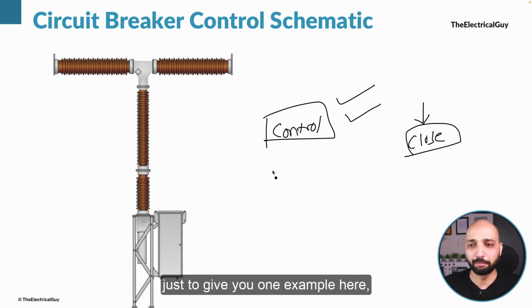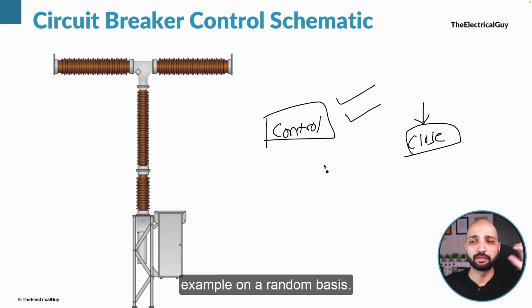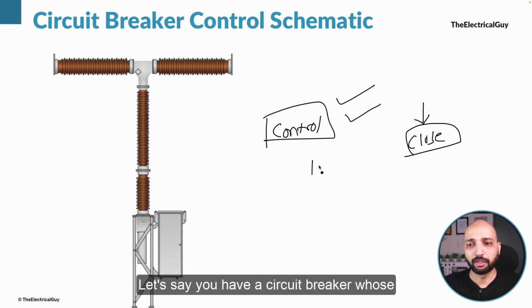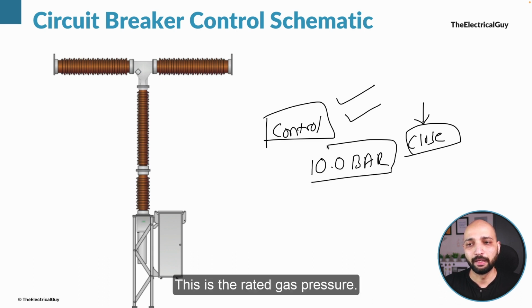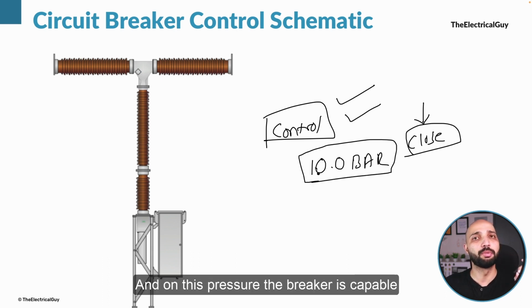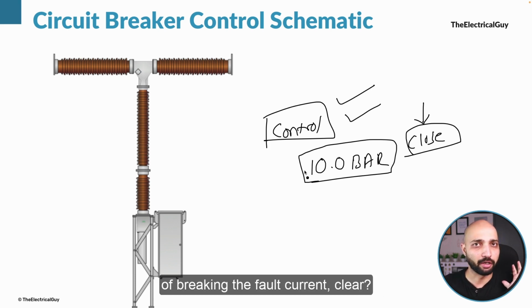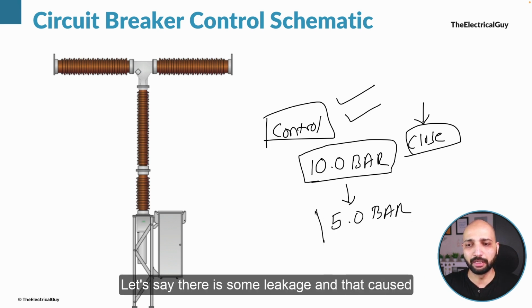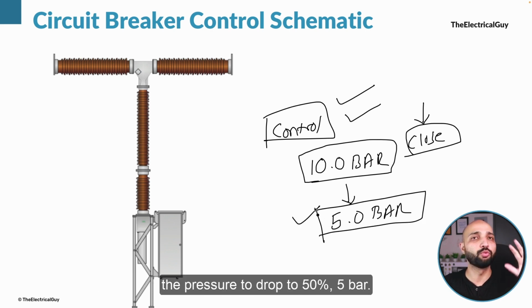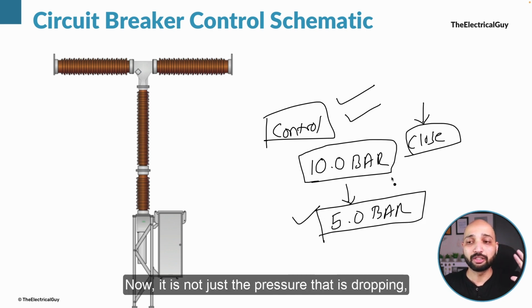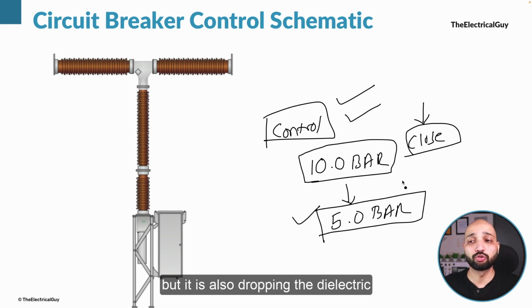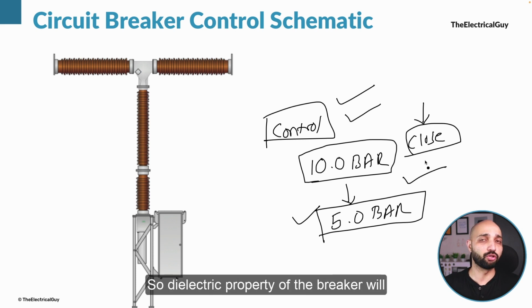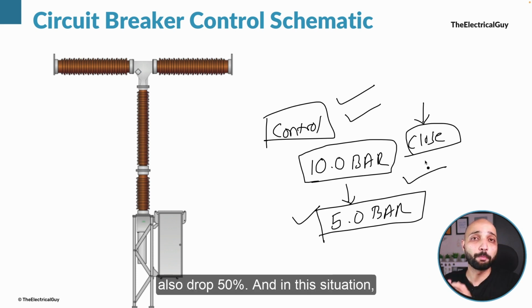Just to give you one example, let's say, on a random basis, you have a circuit breaker whose rated SF6 gas pressure is 10.0 bar. This is the rated gas pressure, and on this pressure the breaker is capable of breaking the fault current. Clear? But let's say for some reason this pressure dropped to 5.0 bar. Let's say there is some leakage and that caused the pressure to drop to 50%, 5 bar. Now it is not just the pressure that is dropping, but it is also dropping the dielectric property of the breaker. So the dielectric property of the breaker will also drop 50%.